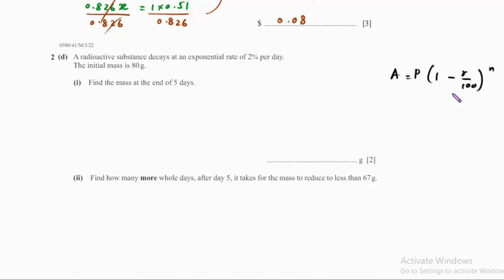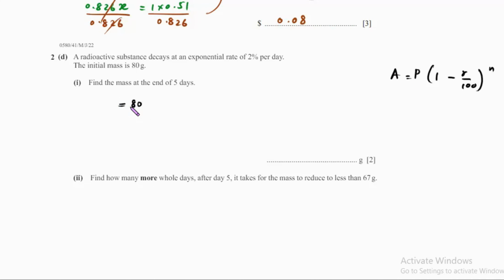But this is a decrease because it clearly states that the radioactive substance decays at an exponential rate of 2% per day. The initial mass is 80 grams. So that is the reason why we got to go with this formula. So then we need to find the mass at the end of 5 days. So we are going to do the substitution. The initial mass is 80. So P is the initial mass. So I'm going to substitute 80 there.